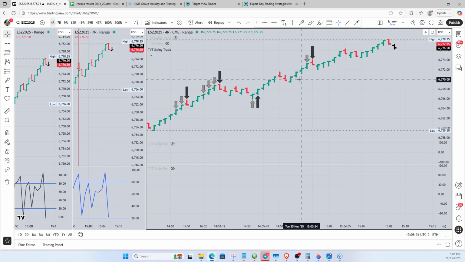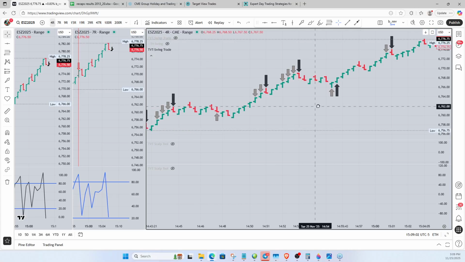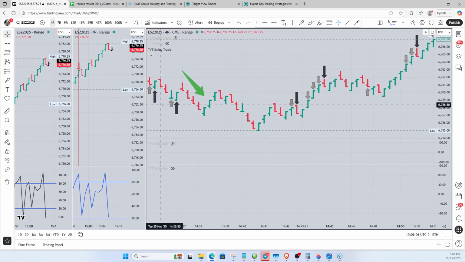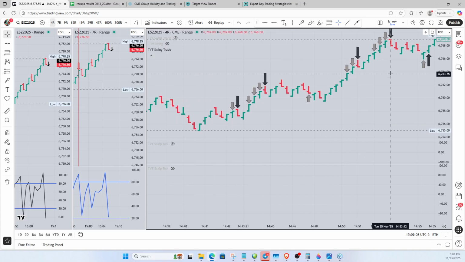So Paul, all you would have to do is you get the gray arrow, you're looking for the next down close. You get the gray arrow, you're looking for the next up close. Gray arrow, next down close. Gray arrow, next down close, gray arrow, next up close, gray arrow, next up close. That's all you're looking for.